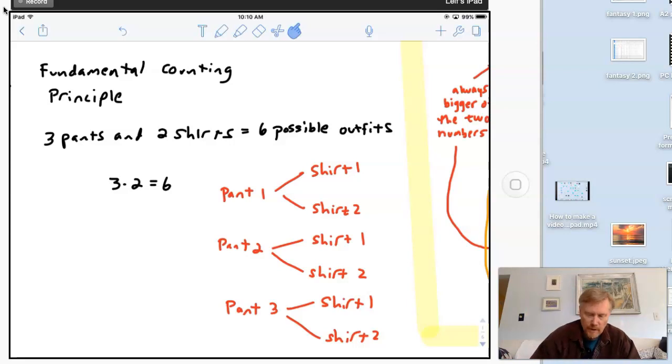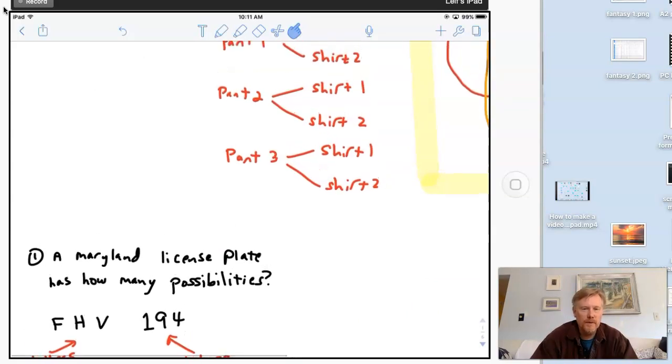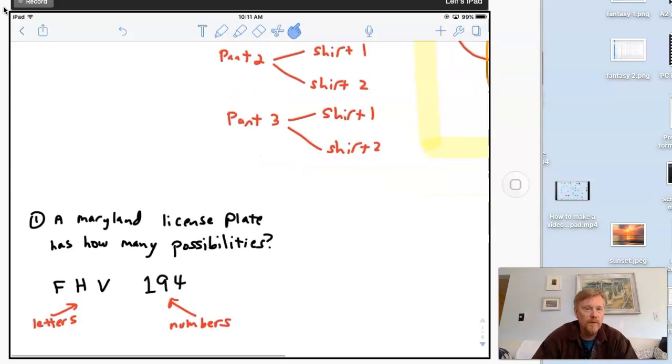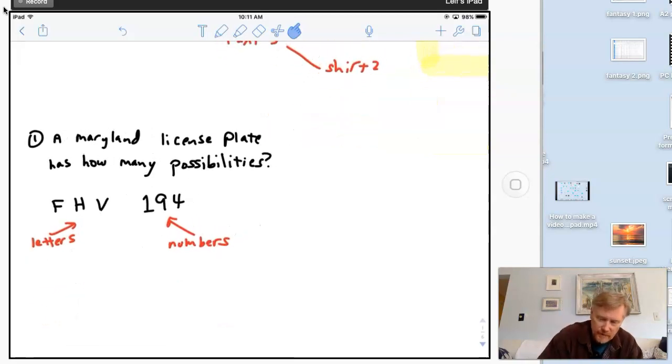All right, next. Number 1. This has to do with the fundamental counting principle. A Maryland license plate has how many possibilities? Apparently Maryland license plates have 3 letters in the front followed by 3 numbers in the back. So what you want to do is figure out all the possibilities. In case you've forgotten, there's 26 letters in the alphabet, and there's 10 digits, including 0, 1, 2, all the way through 9. That's 10.